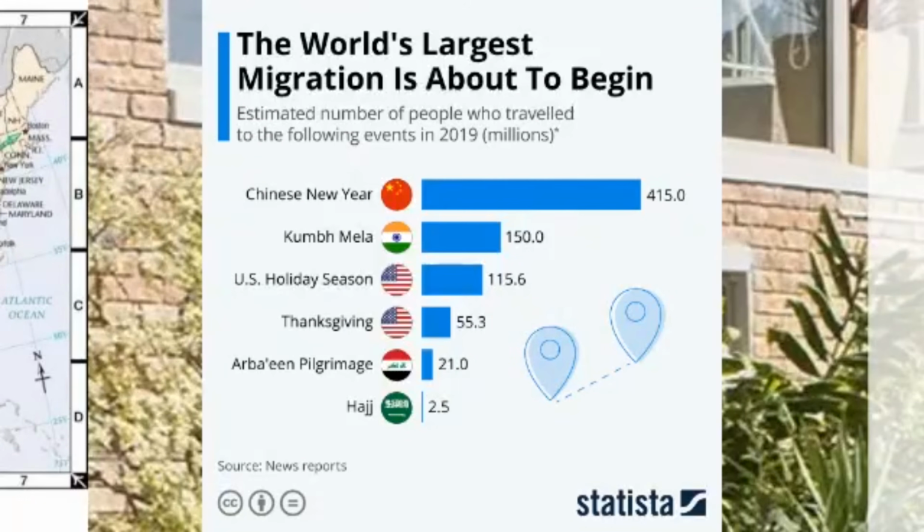And the world's largest migration happens every year at the Chinese New Year. So about 415 million people travel every year for Chinese New Year. I'm going to say it again because I think that number is staggering. About 415 million people travel every year for Chinese New Year. So we see this as one of the biggest migrations in world history.